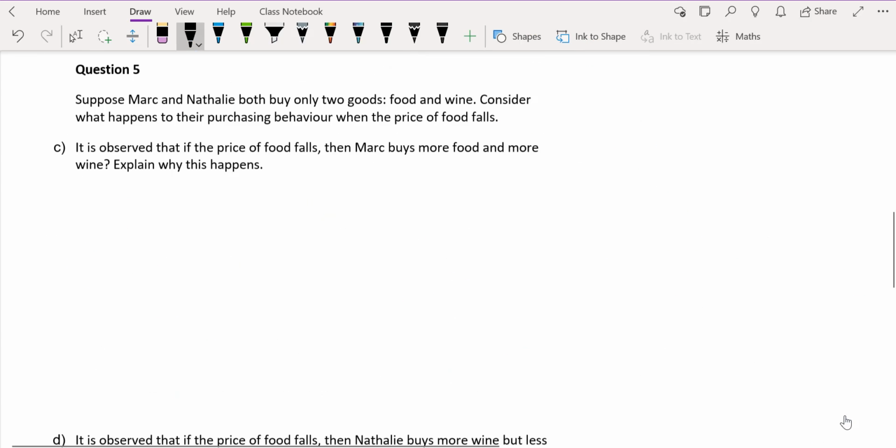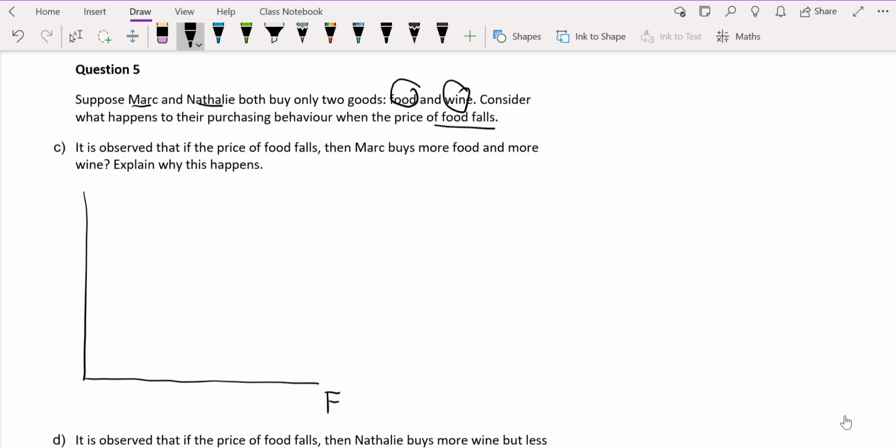Let's now consider the next question. So in this question, we have Mark and Nathalie, who both buy only two goods, food and wine. Consider what happens to their purchasing behavior when the price of food falls. So let's describe this in a graph. Let's say we have food on the x-axis and wine on the y-axis, and we are looking at the case where the food price falls.